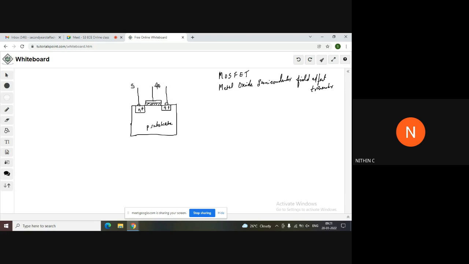Source, gate, drain. Have you heard about these terms? I need to explain this again. Have you heard of these terms at least? Source, drain, gate. Hello?